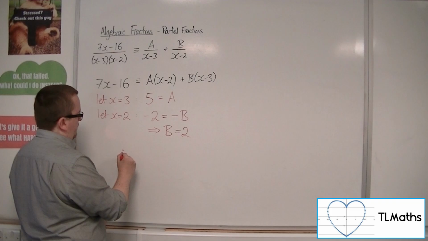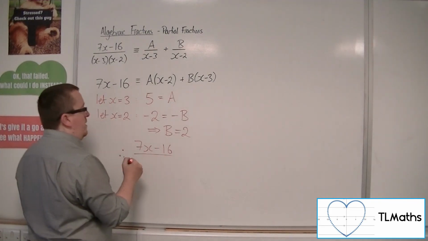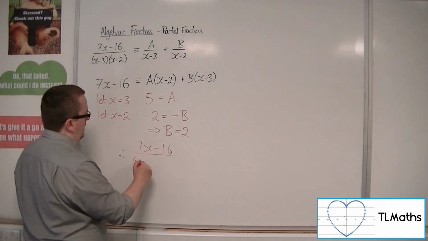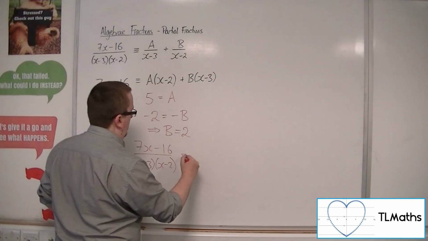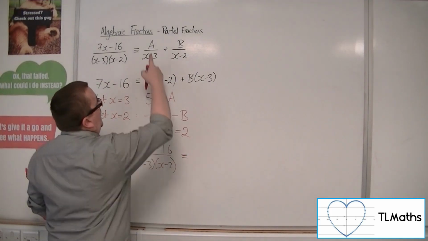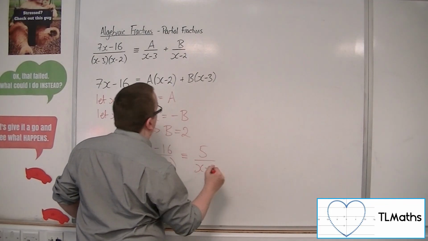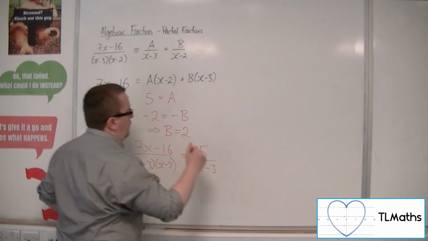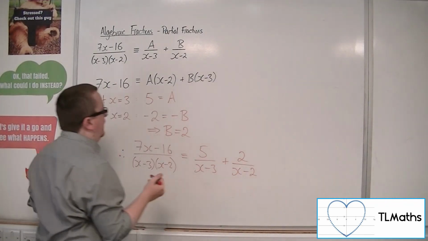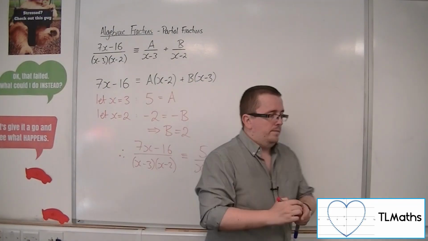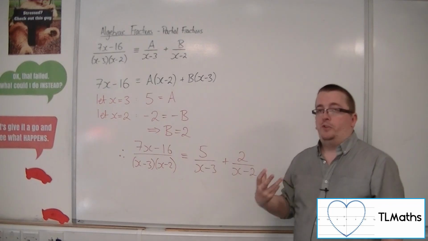Therefore, I now have the a and the b. So I can write 7x minus 16 over (x minus 3)(x minus 2) as being the same as 5 over x minus 3 plus 2 over x minus 2. Okay? And that is how the method of partial fractions works using the substitution method.